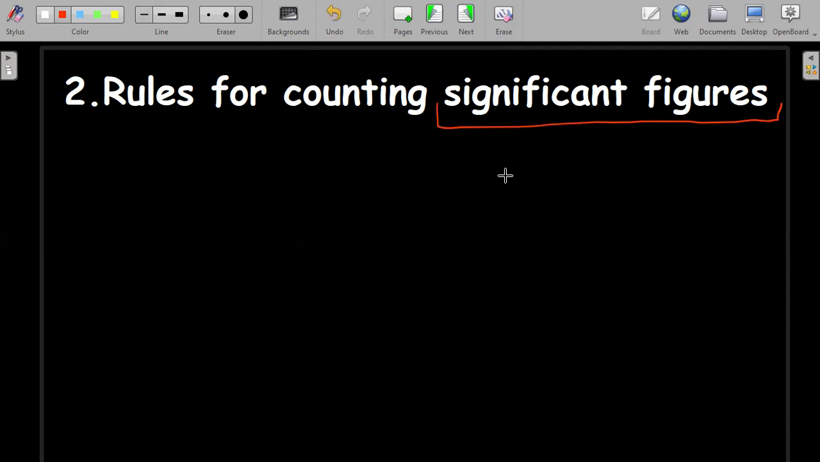All right, so rules for counting significant figures. The question should be, what are significant figures? Anyone who has an idea of what significant figures are? Anyone who can help us with the definition? Anyone? Okay, so significant figures are basically digits in a number or in a measurement that are known to be reliable, or certain. Meaning you are sure that that's the number that is there.